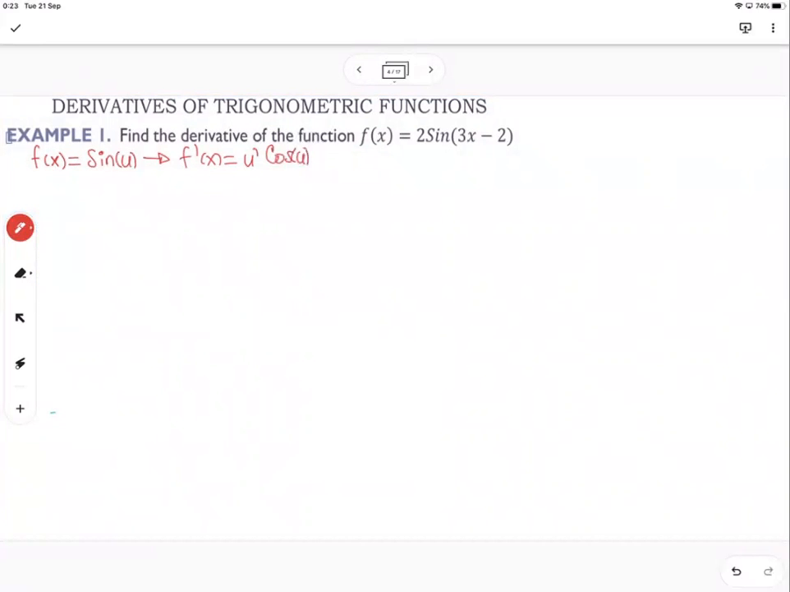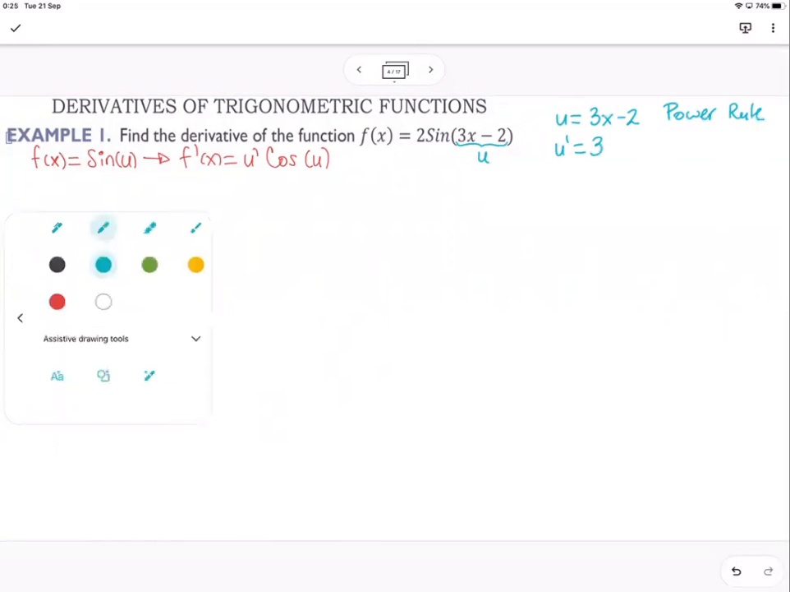Okay. So, who is u in the trigonometric functions? As I told you, u is the angle always. This is the angle of sine. This is u then. So, u is 3x minus 2. U prime is 3 with the power rule, obviously. Okay, and you just have to follow the formula of the sine function to find the derivative.